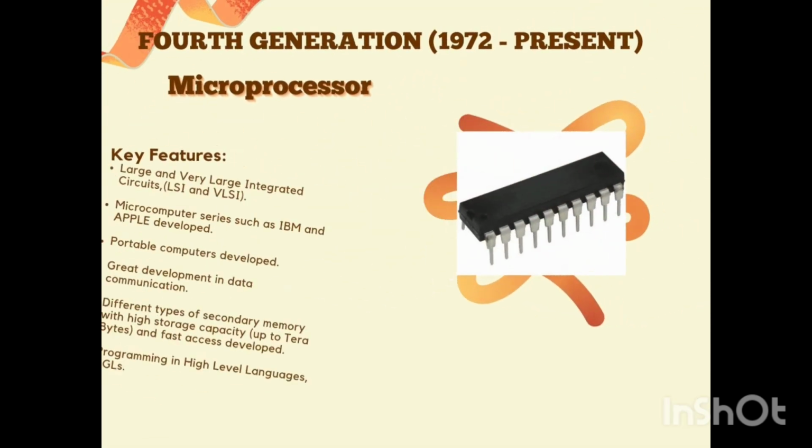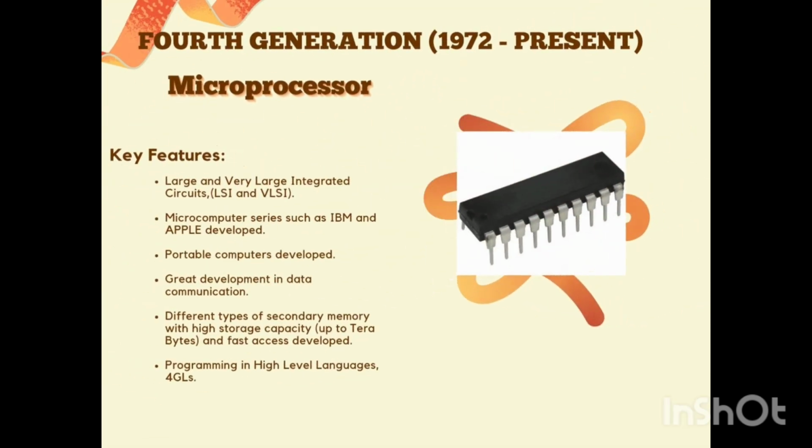Now, we will see fourth generation computers. The fourth generation time period is from 1971 to present, and microprocessors were used. What are the key features? Number one, large and very large scale integrated circuits were used. Number two, microcomputer series such as IBM and Apple were developed.